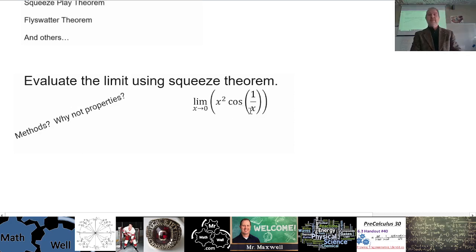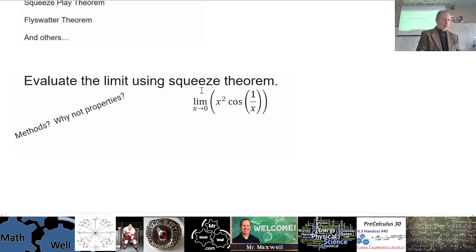You can't just plug a value in because we get cos of infinity, or 1 over 0, which is not good. Can we simplify this by other methods? Well, it's not a rational function where you can factor your numerator and denominator and simplify. So we don't have a lot of options here to find this limit, but the squeeze theorem actually can be used. So where do we start with the squeeze theorem?